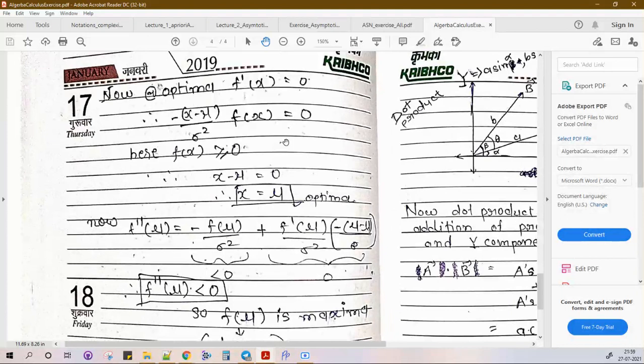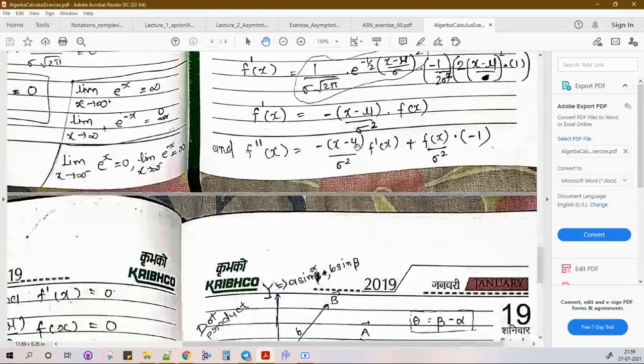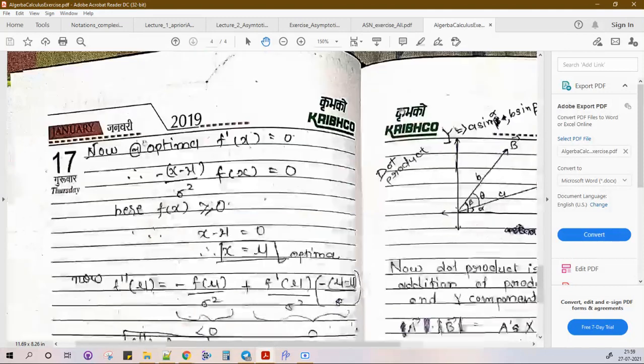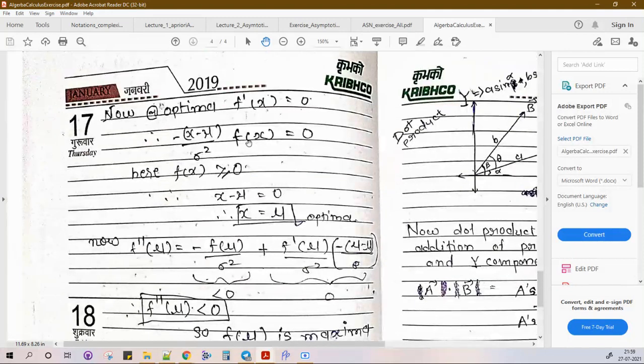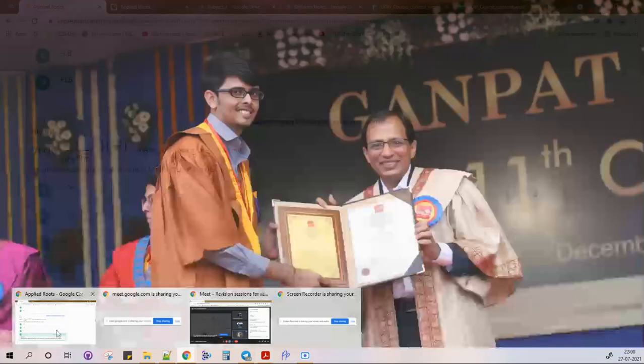Fine. Continue. Sure. So to find the optima, we need to equate f dash x equal to 0, right? Normal standard procedure to find the minima and maxima. So f dash x is nothing but minus (x minus mu) by sigma square times f of x equal to 0. Now f of x is always greater than or equal to 0, right? Because everything is positive. So for this equation to be equal to 0, I need to take x equal to mu, so x minus mu would be 0. So this whole thing would be 0. So x equal to mu is the optima, right? So it is an optima, not specifically minimum or maxima.